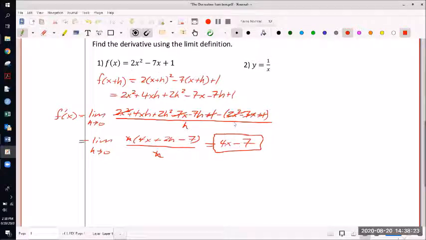And this gives me, again, at any value of x, the instantaneous rate of change or the slope of the tangent line to this curve at that point.